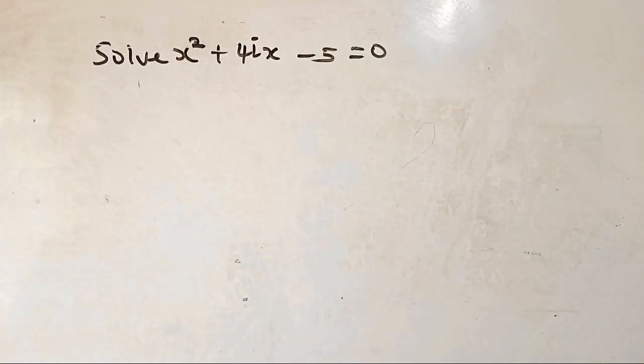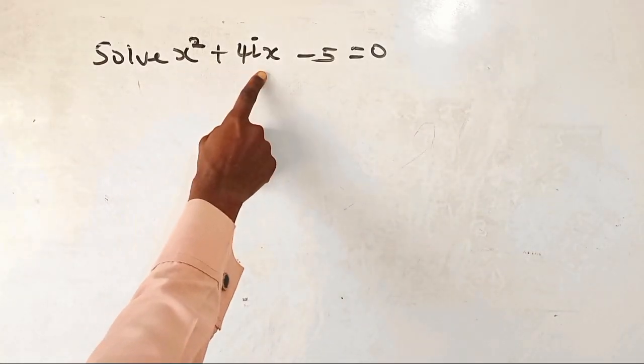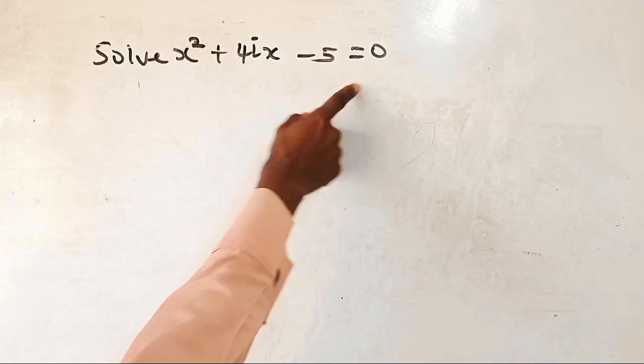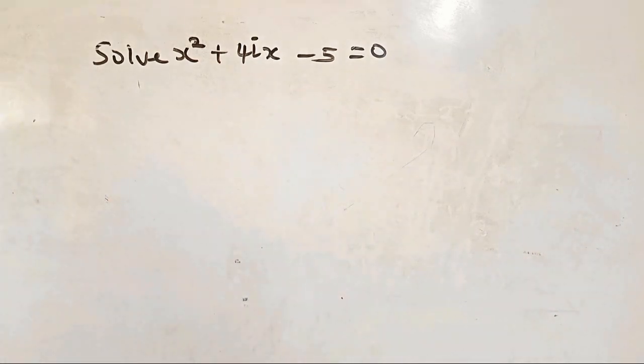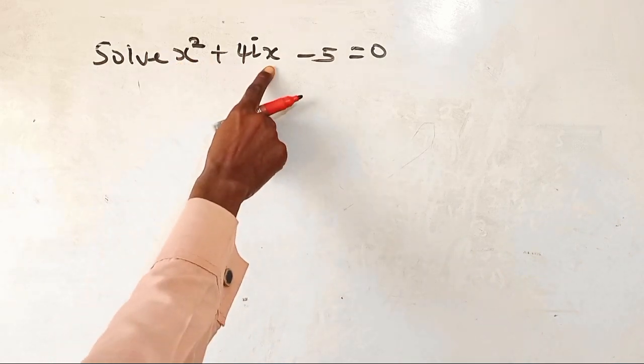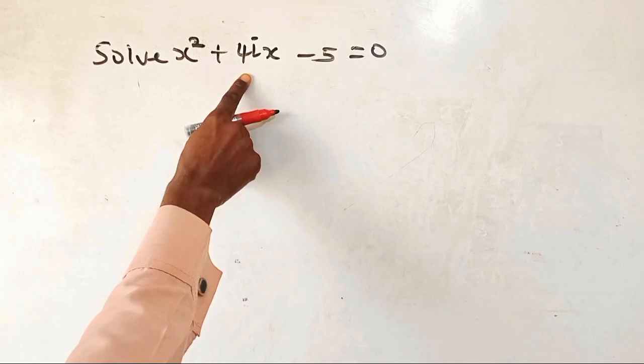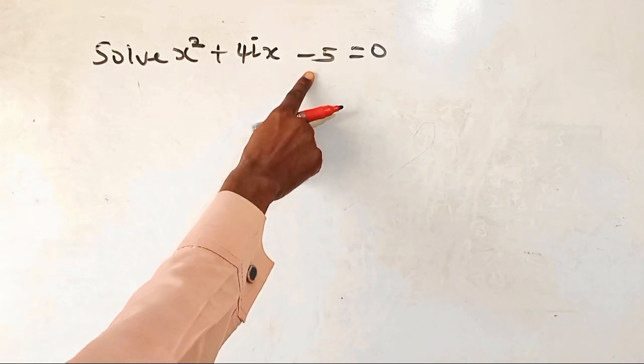The question says solve this equation. We have x squared plus 4ix minus 5 equals 0. This is a quadratic equation. The coefficient of x squared is 1. The coefficient of x is 4i, so this exists in imaginary form. We have the constant as minus 5.